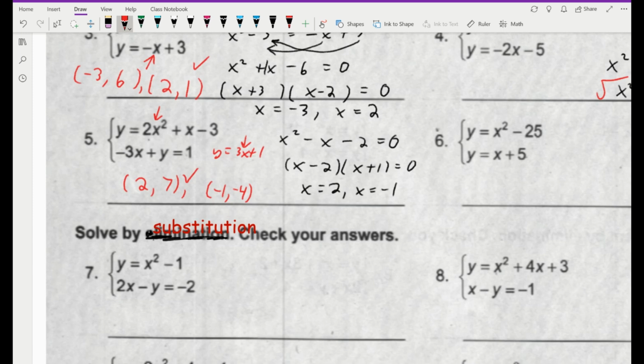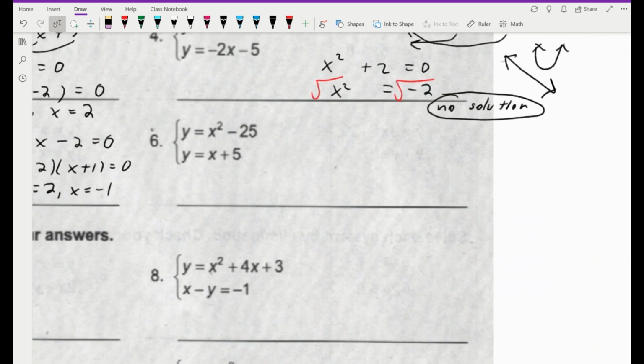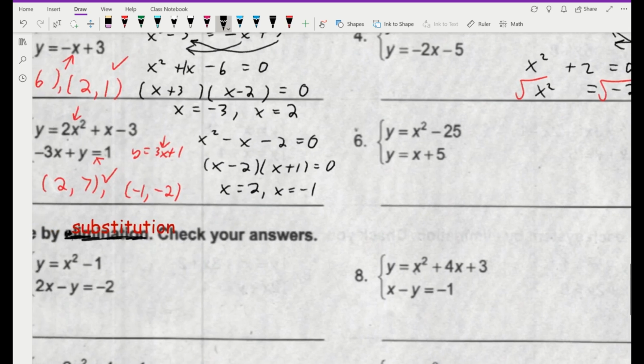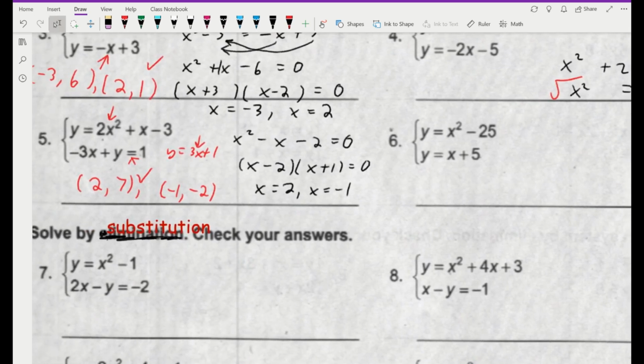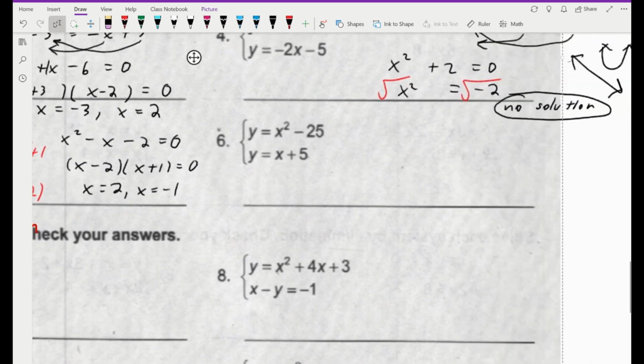Oh, I think there's a mistake here. Oh, whoops, there is an error here. It was minus 2. Sorry, we have to fix that. There was a little mistake there at minus 2 here, because when I plugged in, we got minus 4. So it's actually negative 1, negative 2. Now let's look at number 6. Oh, and the solutions, of course, you can see on the screen, 2, 7, and negative 1, negative 2. And they both check now.